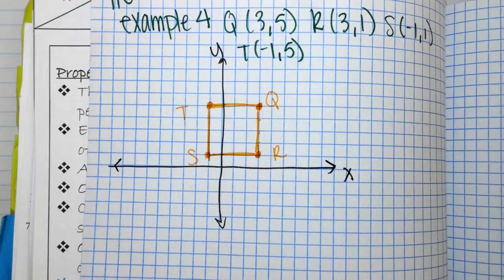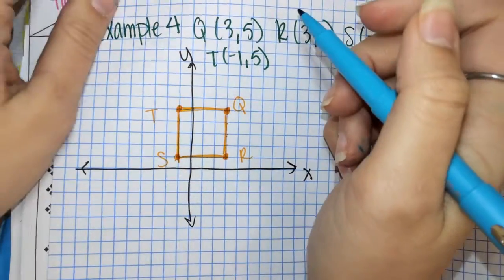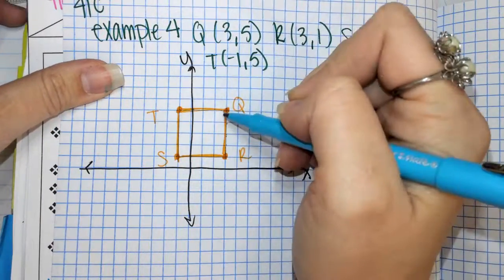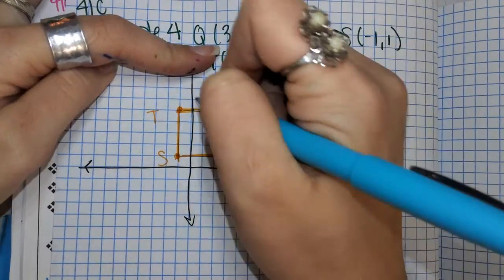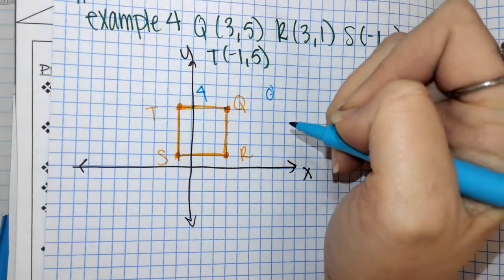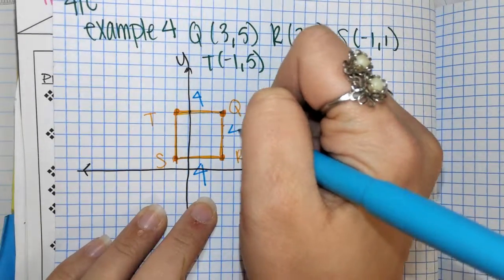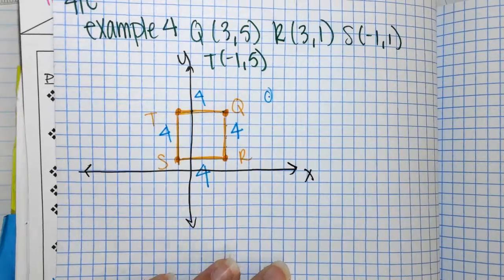Now, it says list all that apply. Let's talk about something first. What do we know about squares? That all sides are what? All sides are congruent. So we need to find the length of QT. And since it's a horizontal line, we can count over. So that's 1, 2, 3, 4. So QT, let's just write 4 above it. Is SR also 4? Is QR 4? Is TS 4? Alright, awesome.